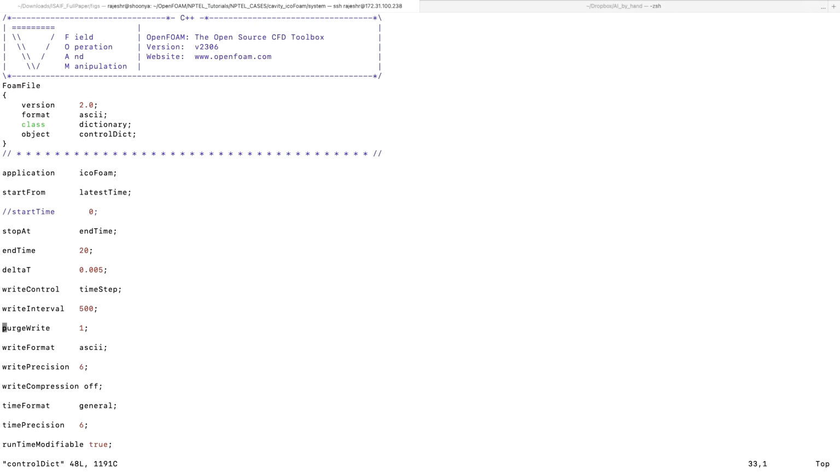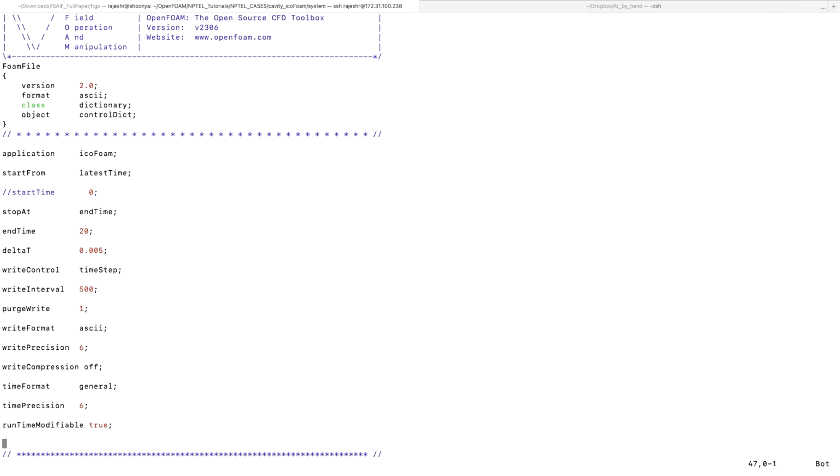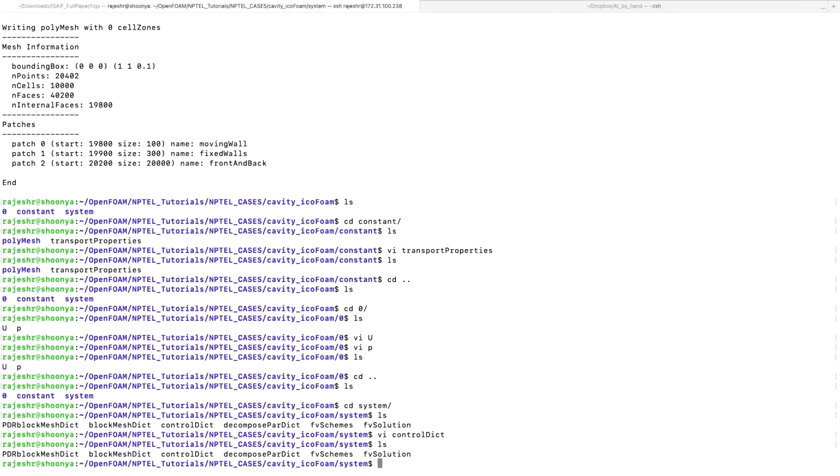If your flow is unsteady or transient, you should make it 0, so that you can look at that data. And then there are options like whether you want binary format, what precision you want, time format and all these things. These are not very important; you will learn about them as you try solving more and more complicated problems.